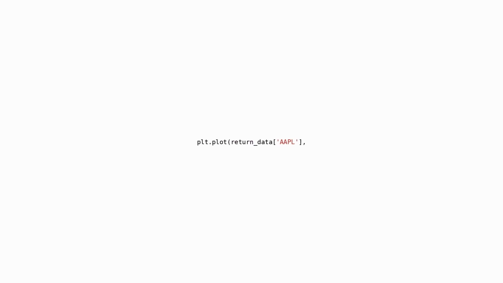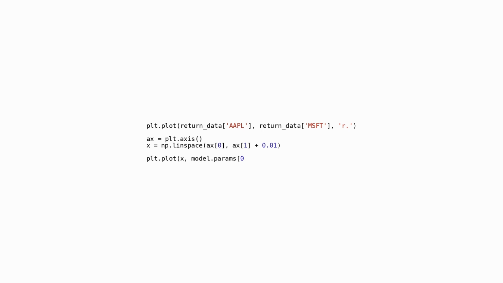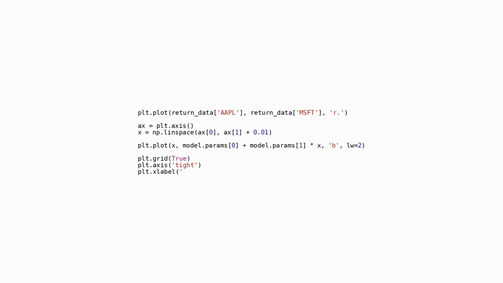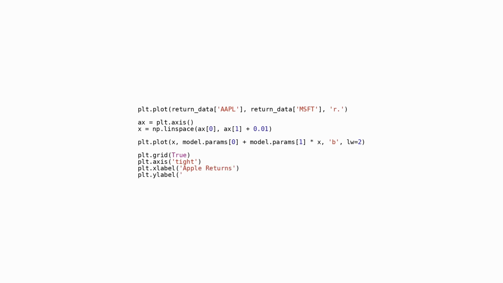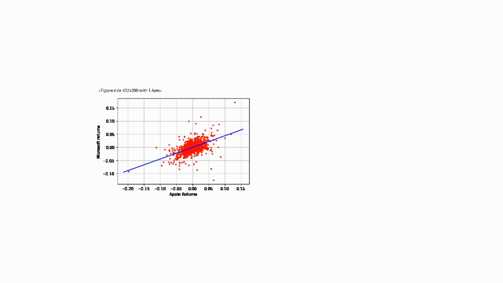This code snippet uses the matplotlib library to create a scatter plot and line plot, while also styling and labeling it. The scatter plot displays Apple returns against Microsoft returns with red dots, and the line plot shows a model's predictions based on Apple returns in blue. The grid is enabled for readability, and the plot's axis is adjusted to fit all data neatly. The x-axis is labeled as Apple returns and the y-axis as Microsoft returns. Overall, the code visually compares the returns of Apple and Microsoft stocks and represents the relationship between them using a model's predictions.